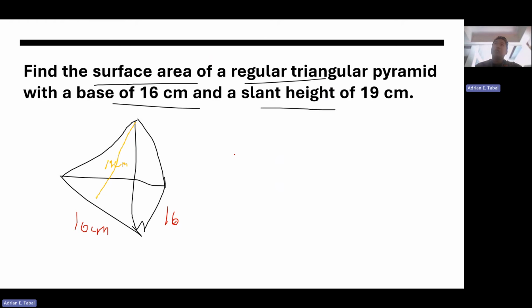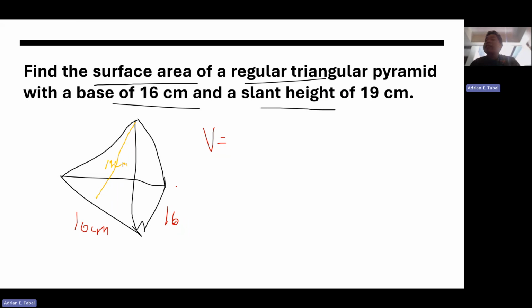So can we still use the formula? Yes. Okay, so well, I will talk again.